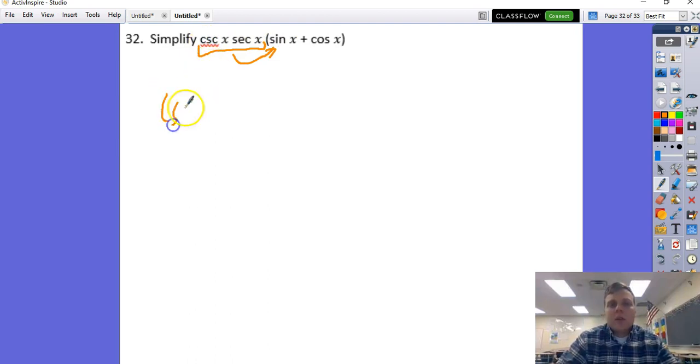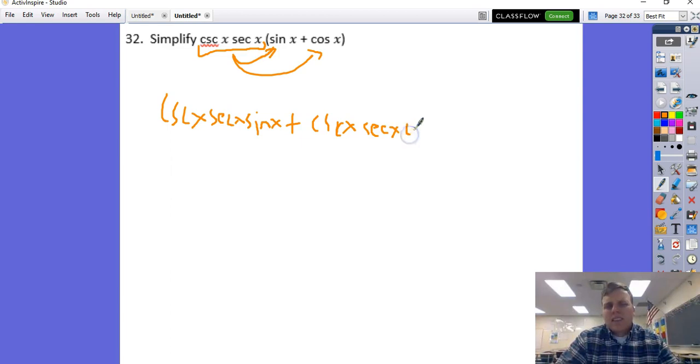Cosecant x, secant x, sine x. Alright, so now all three of these guys are multiplying. Plus, and then you're going to multiply this guy to cosine x as well. Cosecant x, secant x, cosine x. Alright? And then what do we remember that cosecant x is really the same as?